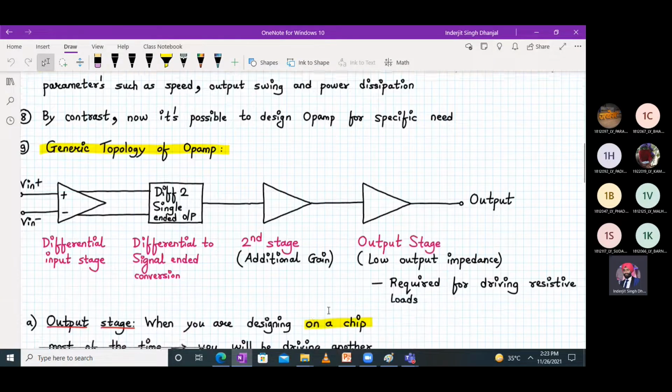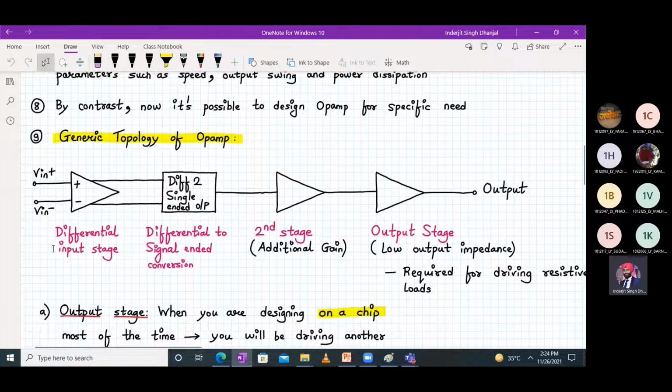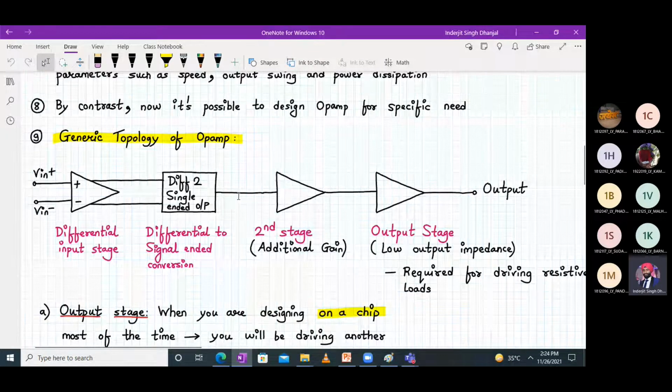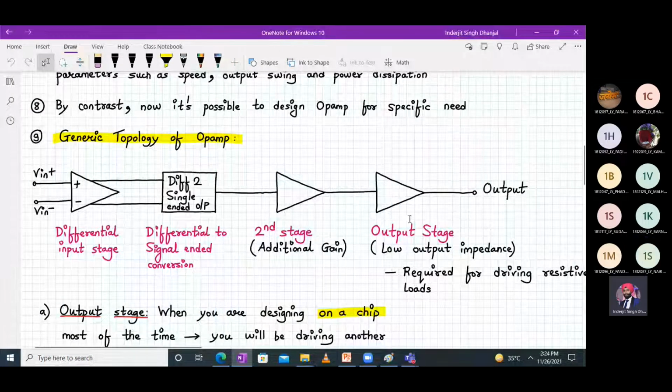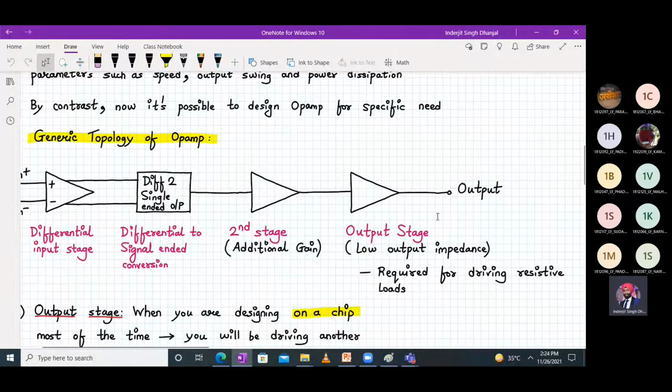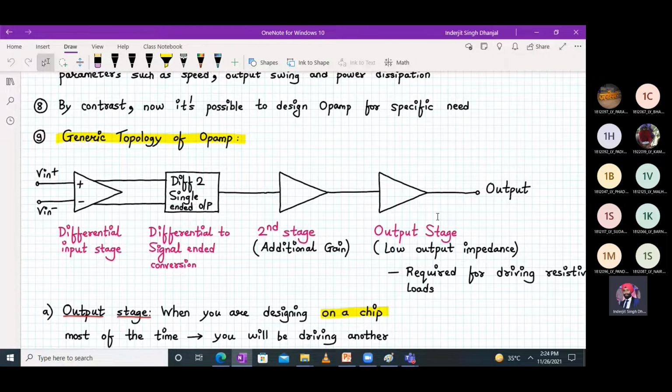This is the general topology of an op-amp. We have a first stage, which is a differential input stage. Differential input means it will have a differential output, correct? Then you have a differential stage 2, which converts differential to single-ended, so this will be a single-ended output. Then we have a second stage which provides additional gain, and finally we have the output stage which provides the low output impedance required for driving a resistive load. This is the general topology of an operational amplifier.